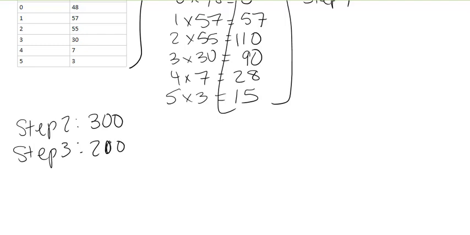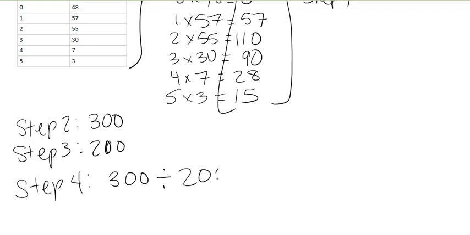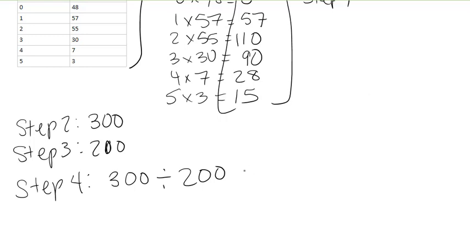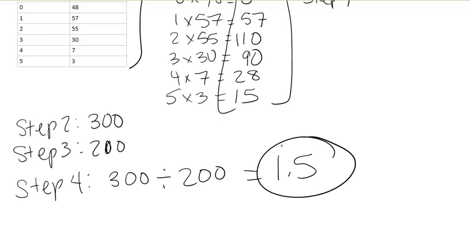Now for step 4, we have 300 divided by 200. So we take the number we got from step 2 and we divide it by the number from step 3. So we can get our calculators out and we get 1.5. So this is our weighted mean for this problem.